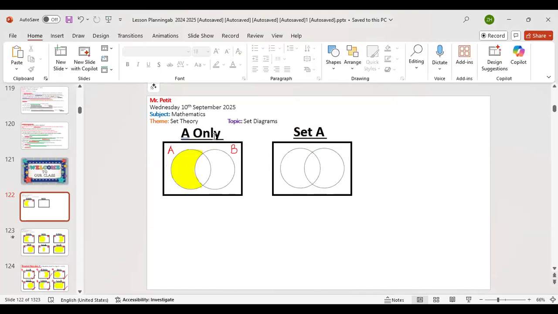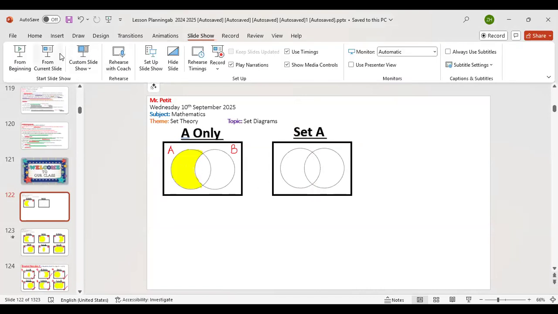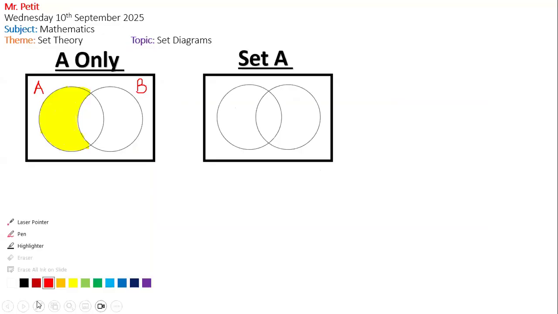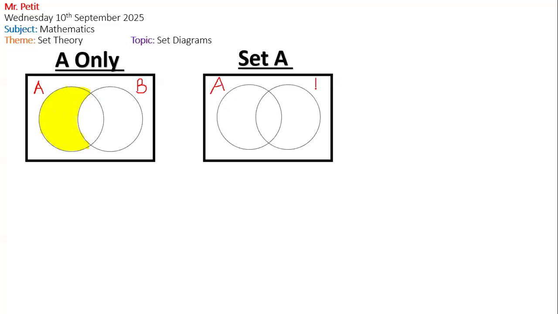So we already know that this is A only. And so now we're going to label set A. Now when I say set A, I am referring to all of A, all of A. So for set A, do I include the intersection? Yes, I do include the intersection, because for set A, I am including all of A.